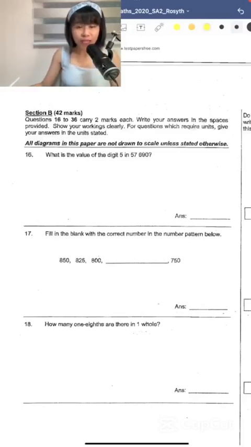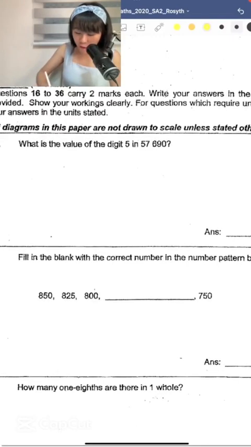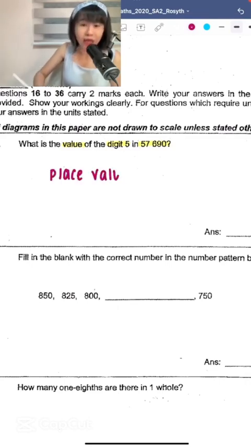Let's continue with section B of this paper. So what is the value of digit 5 in 57690? Do take note when they ask for value, it's different from, let's say, they ask you for place value. Okay, so almost the same, but they mean different things.